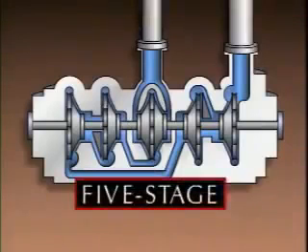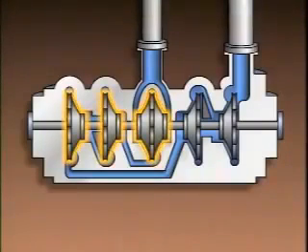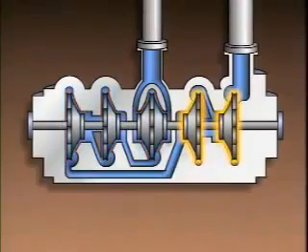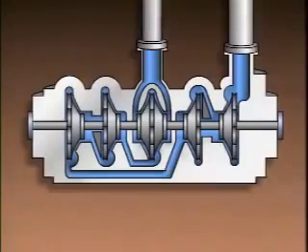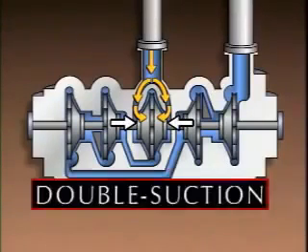This is a 5-stage pump. It has 5 impellers and 5 volutes. The first 3 stages are located here, and the 4th and 5th stages are located here. But, as you can see, the liquid's flow path is different from that of the 3-stage pump we just saw. In this pump, liquid enters through the suction and flows into the impeller of the first stage. This impeller has a suction eye on both sides and is often called a double suction impeller.